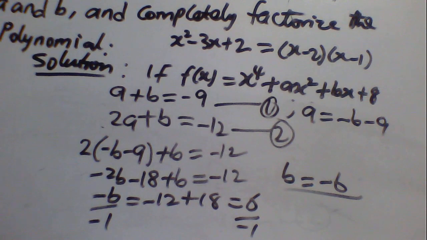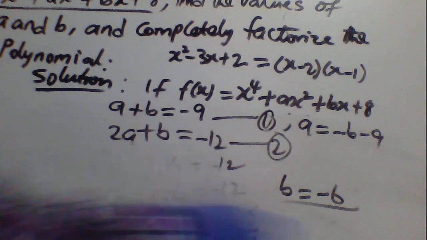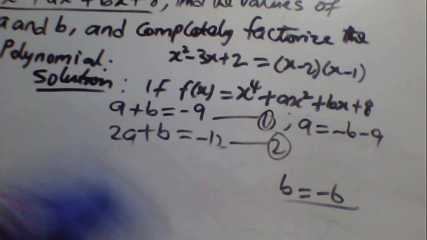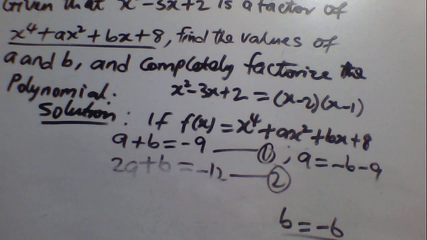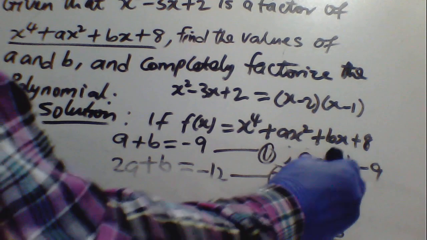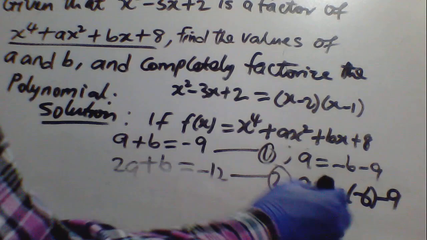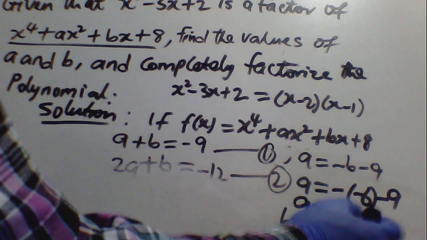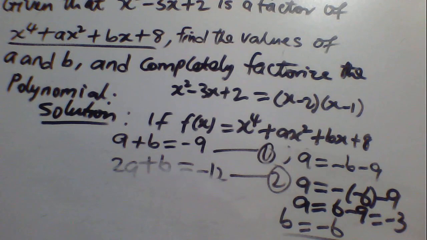So the next thing is, now we have gotten b. Let's see if we can get a. So you come here, you put a. A is equals to minus, there's minus here, minus 6 minus 9. So a is equals to minus 6 minus 9, and that gives us minus 3. So we have gotten a and b.